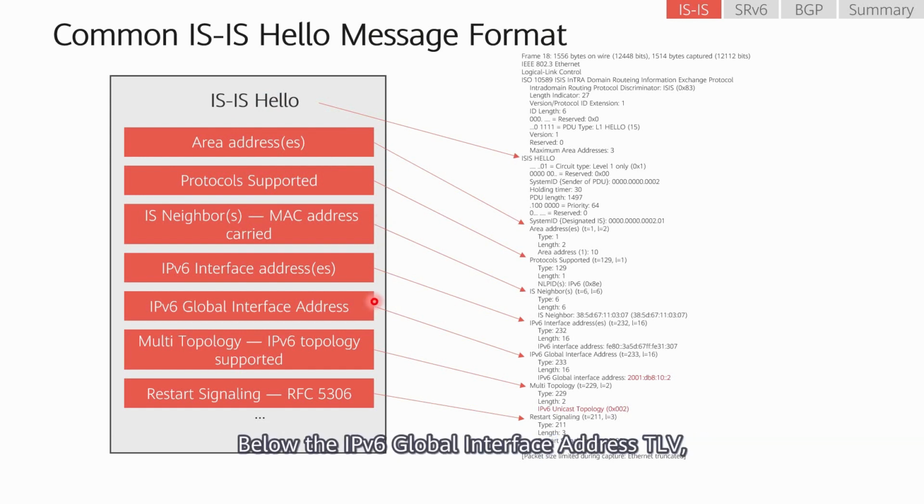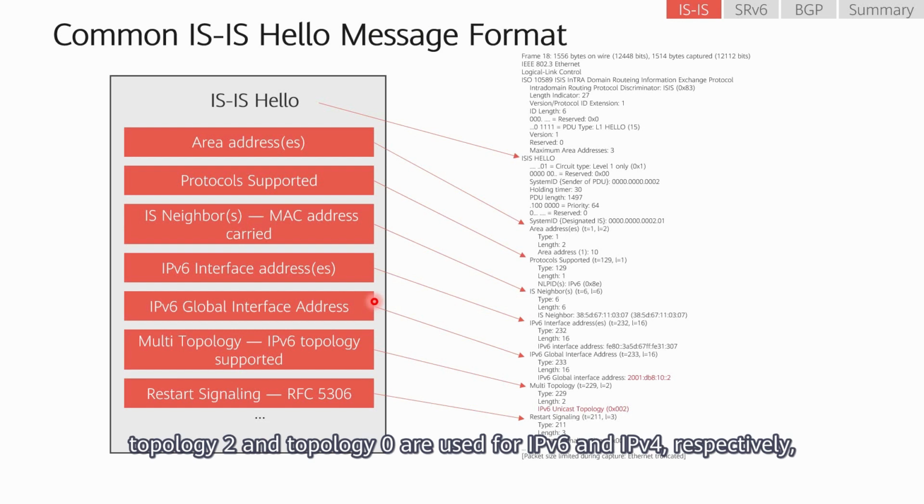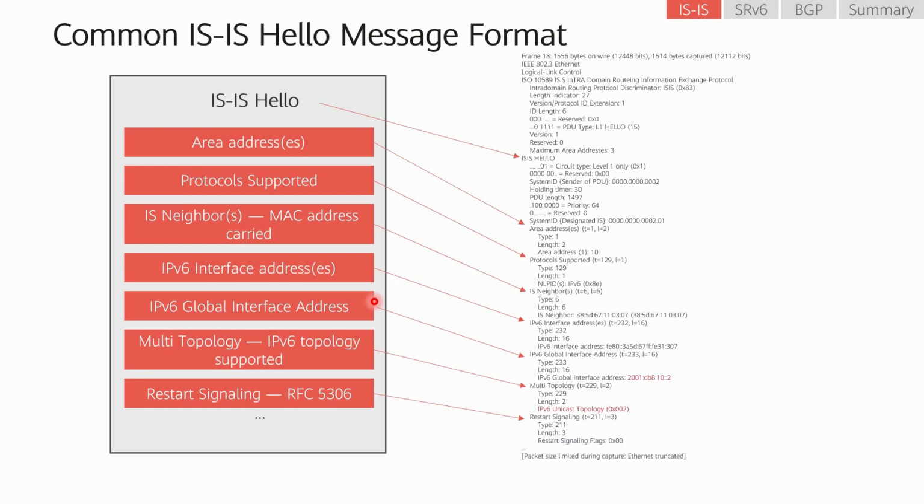Below the IPv6 global interface address TLV, we can see the multi-topology TLV. This TLV indicates that the IPv6 topology is supported. In this example, topology 2 and topology 0 are used for IPv6 and IPv4 respectively, matching the earlier configurations.